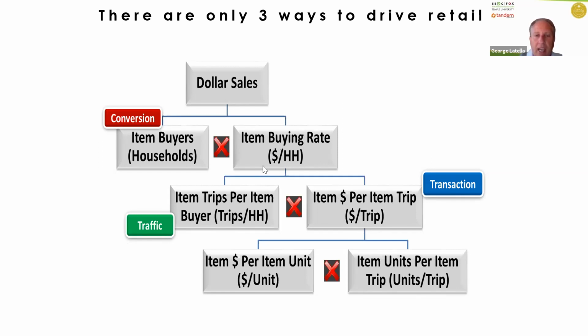And then we say, okay, the item buying rate is $10 per household. And there are 100,000 households that buy that. So 100,000 times $10 equals $1 million. That's how we get the dollar sales. Okay. So we got to get people to come in the store. We got to get people to buy something. That's called transaction. And then we got to get people to come back and buy it over and over and over again.